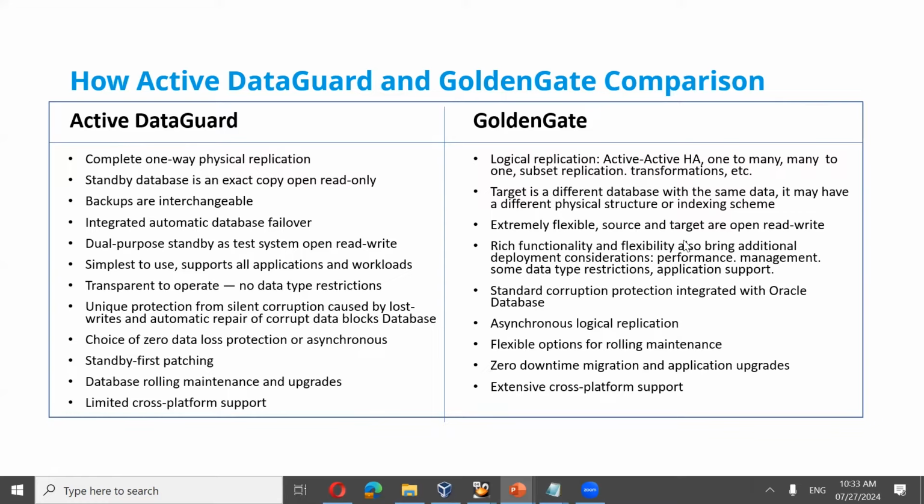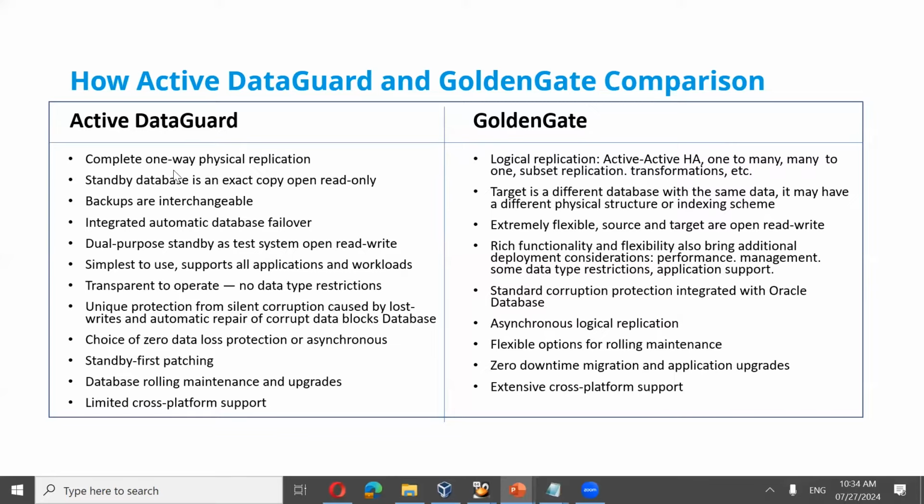So if you're filtering the transactions, you can have a different structure, a different database. In fact, on target tables you can add some columns. So you can do data filtration and transformation as per your requirement. Okay. GoldenGate is extremely flexible. Source and target are always open and read write.